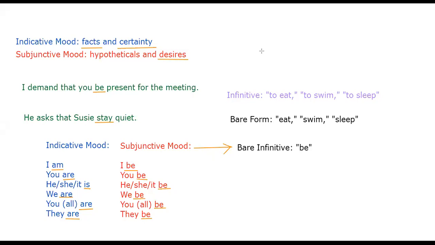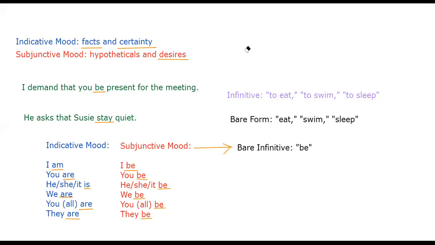And let's say we have another verb. For example, if we say he asks us, be quiet. He asks that we be quiet would be the right way to say it. Or you could say he asks us to be quiet. But not he asks us be quiet. You can't use the bare infinitive like that.